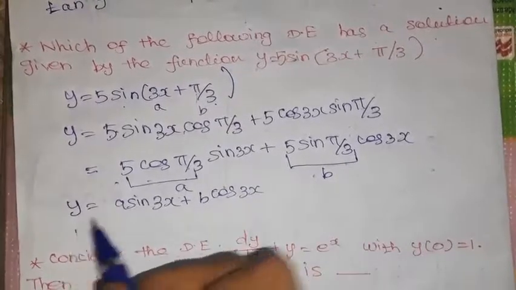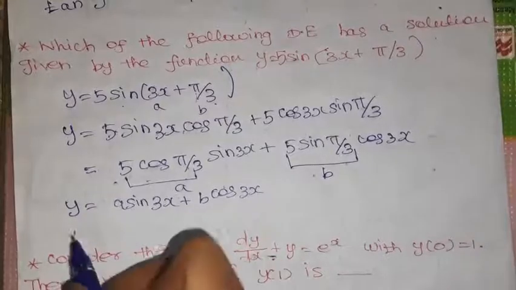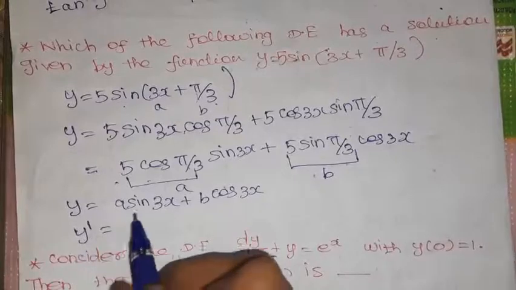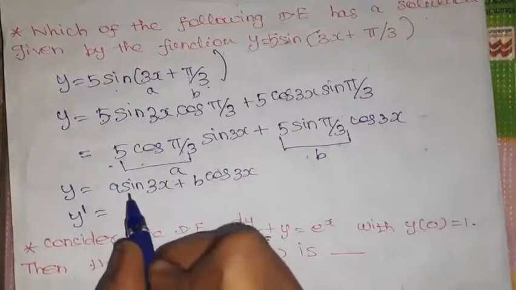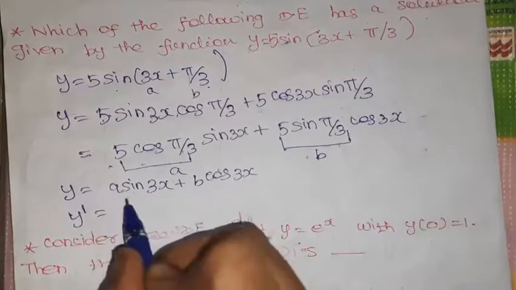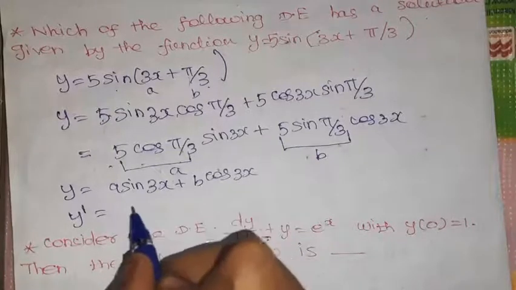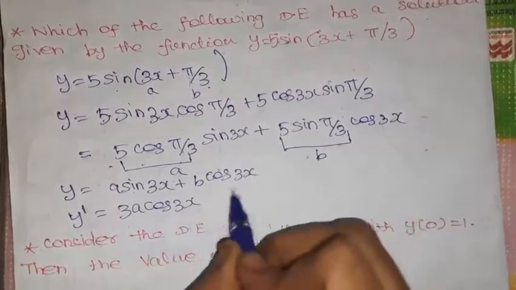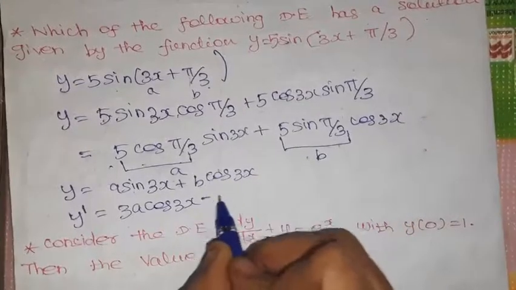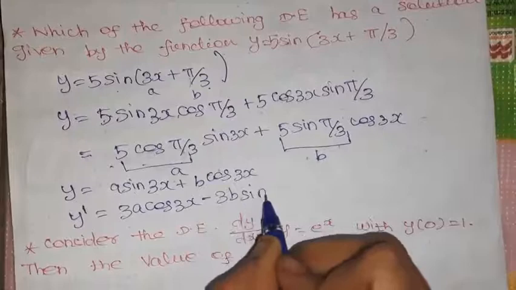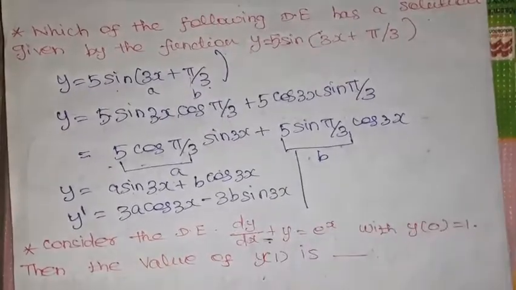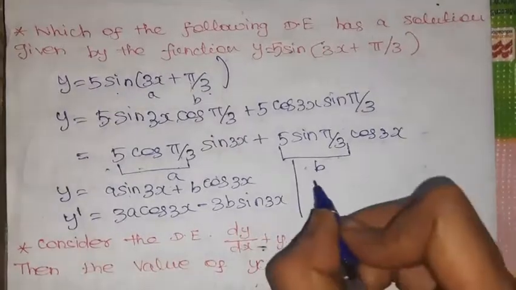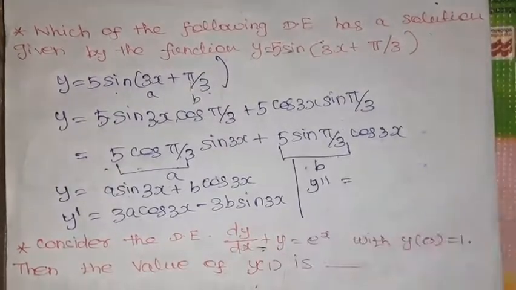Now we need to find out the differential equation. So we need to differentiate with respect to x. So y dash equal to a into cos 3x into 3, so 3a cos 3x. Here also, minus sin 3x into 3, minus 3b sin 3x. This is the general differentiation formula. Okay, then we need to differentiate again with respect to x.